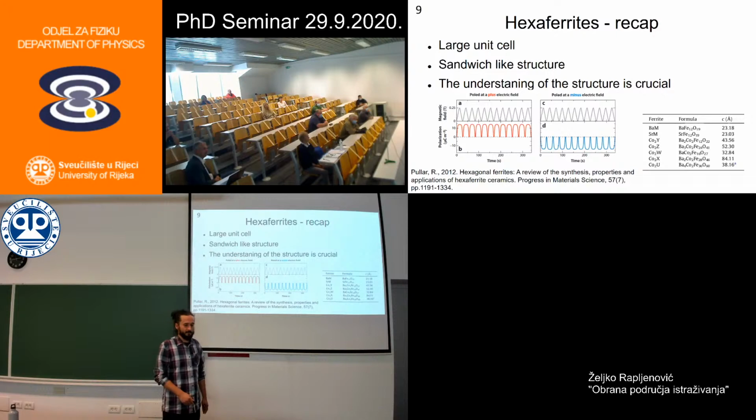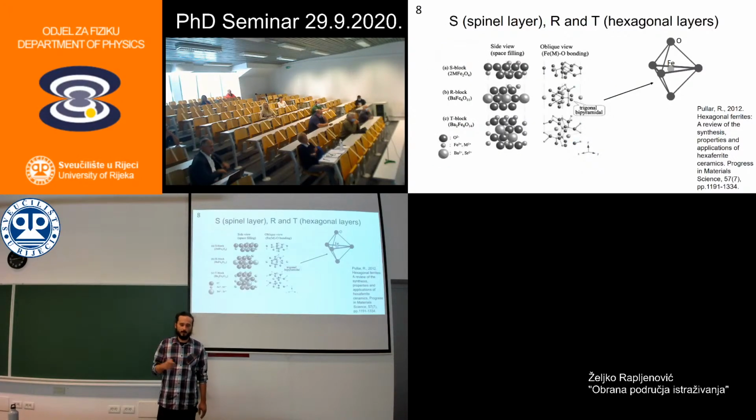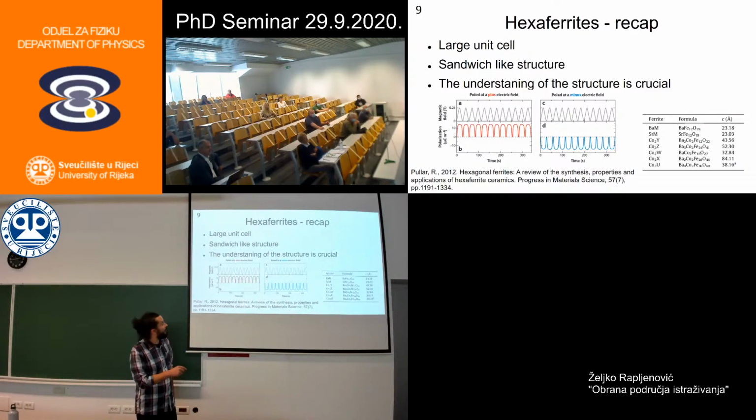And so this is just a quick recap of hexaferrites. They have a large unit cell, as we saw. They form sandwich-like structures, and the understanding of the structure is crucial. I didn't say it, but this trigonal bipyramidal site, which I showed here, is held accountable as being the responsible party for many of the hexaferrite properties. Here also is the table, which I didn't explain, of different hexaferrites and the length of their C-axis, which can grow to about 8 nanometers.